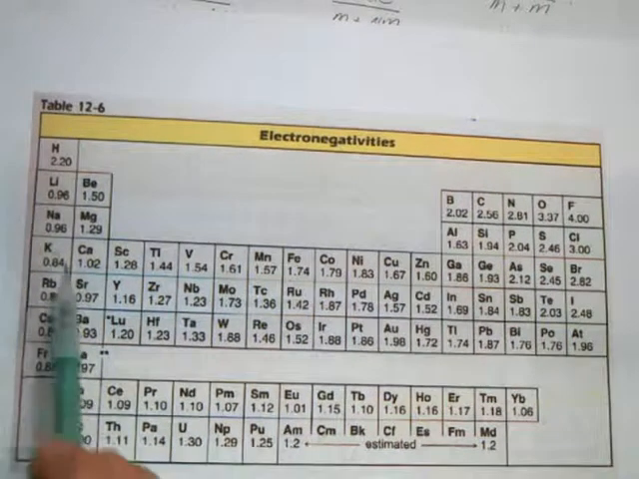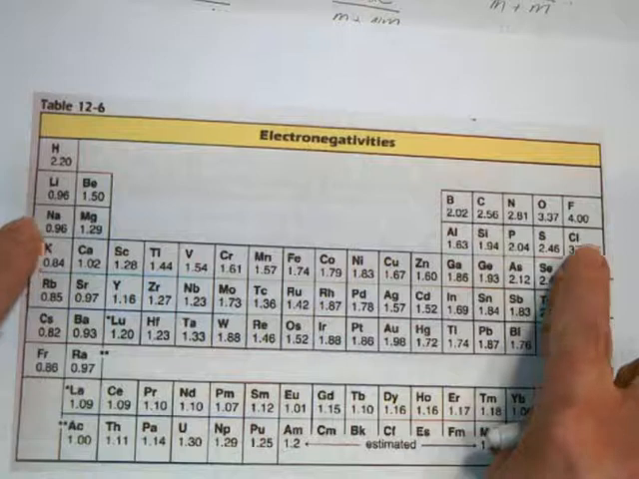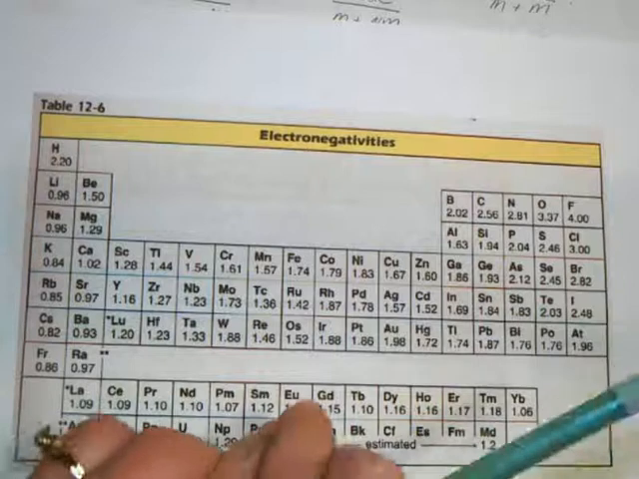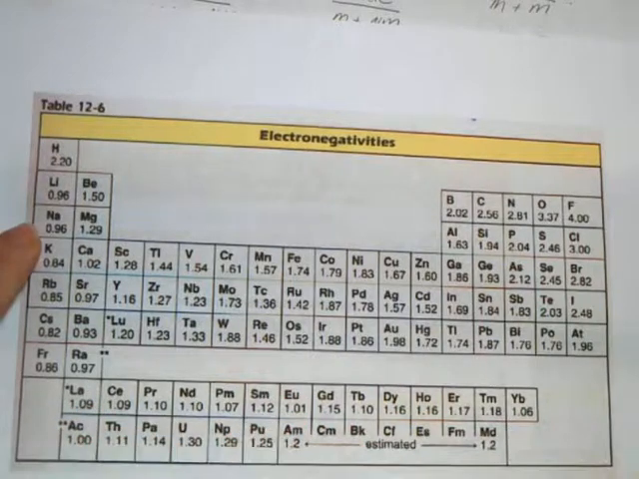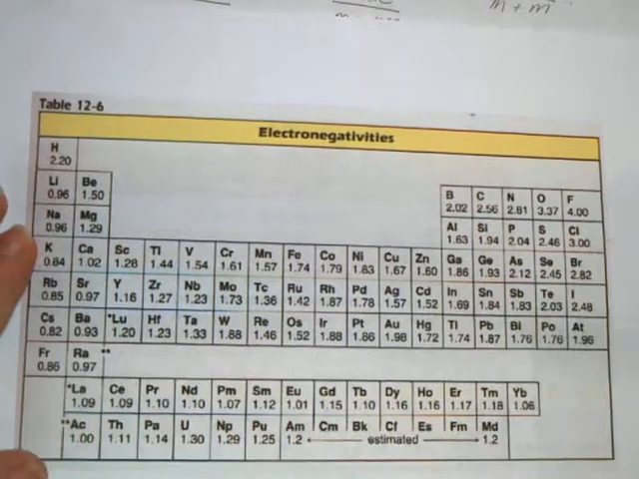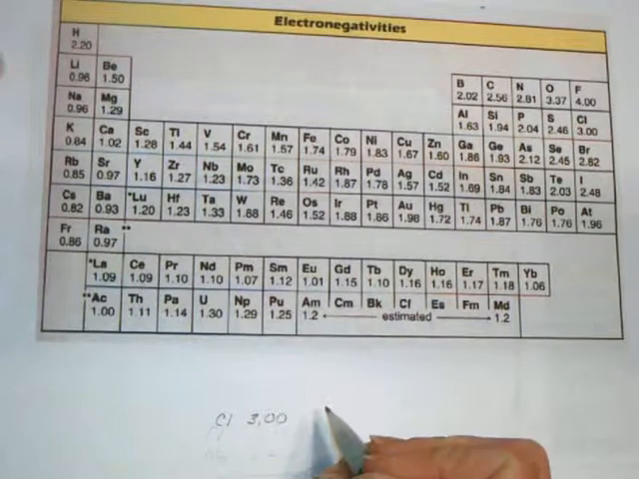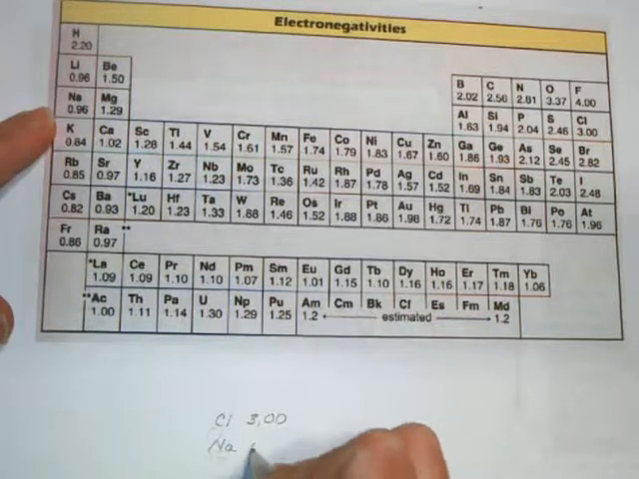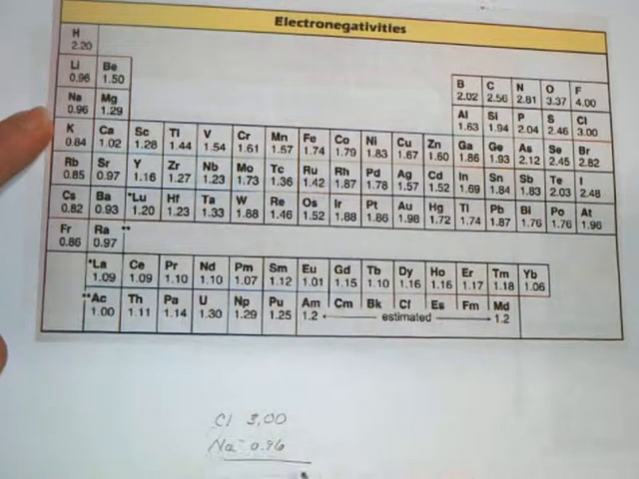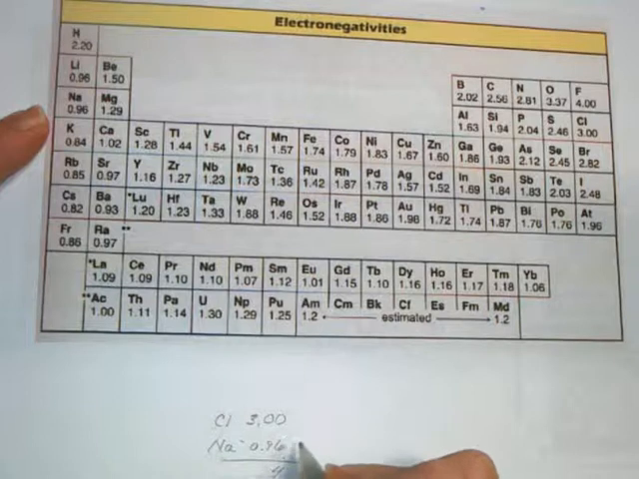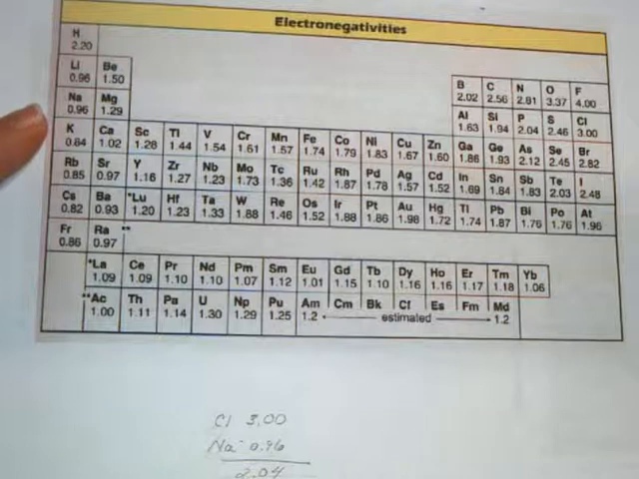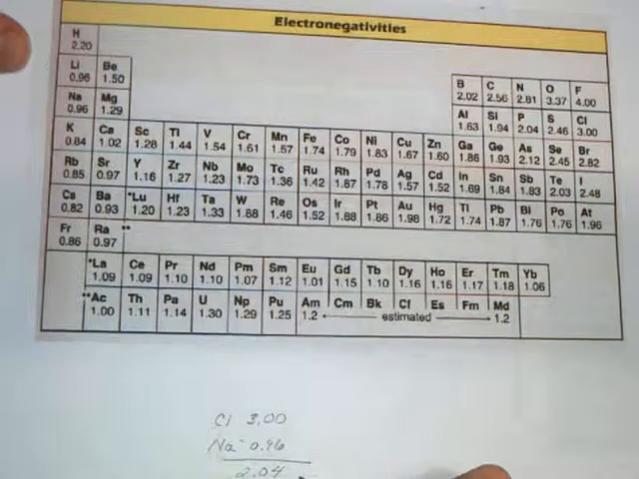Now, if we look at the bonding between sodium and chlorine, we know that delivers an ionic bond where there's a transfer of electrons. The cation and anion cling together because of electrostatic attraction. However, to prove that, chlorine has an electronegativity value of 3. Sodium has an electronegativity value of 0.96. And if we find the difference between them, 2.04, that delivers what would fall in the realm of an ionic bond.